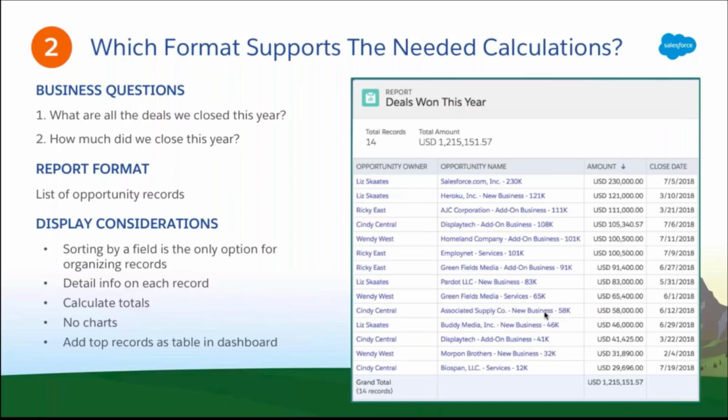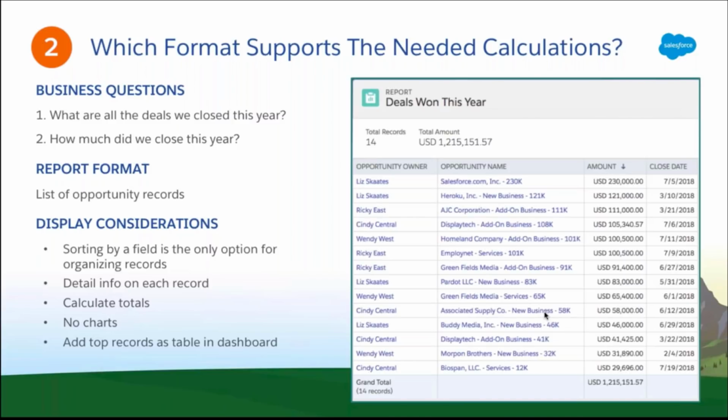So remember, he had 5 questions. The first 2 questions were, what are all the deals we closed this year, and how much did we close this year? Now, by default, when I pull this report of all those deals won this year, and apply all those filters, I can just get a list of those deals. And if we just make sure that all the amounts are added up for all the deals in that report, we can answer those 2 questions right off the bat. We don't need to do any additional changing of the way the report is displayed because we already know the total amount, and that answers question number 2, and we have a list of all those deals.